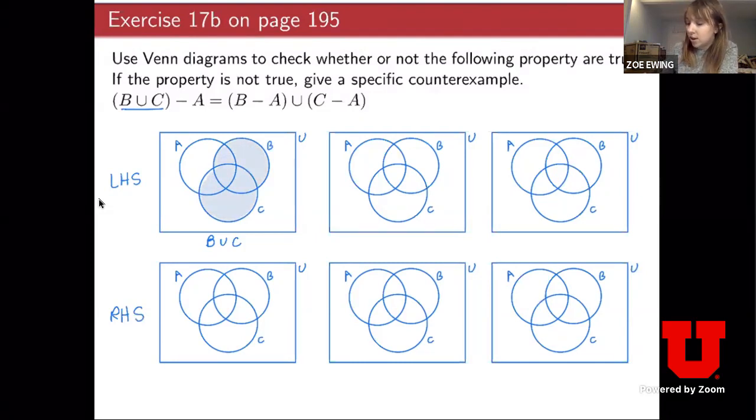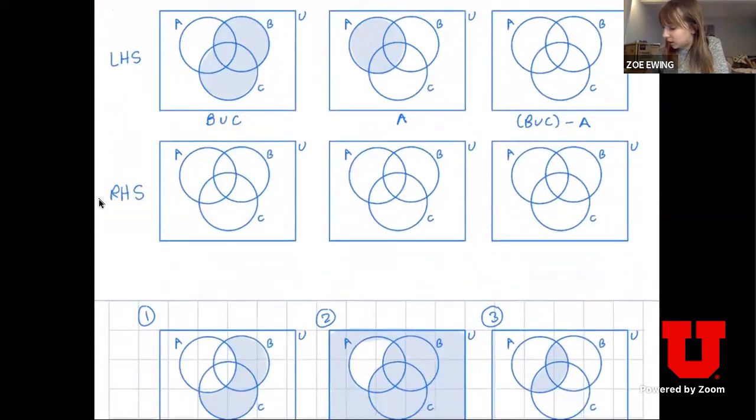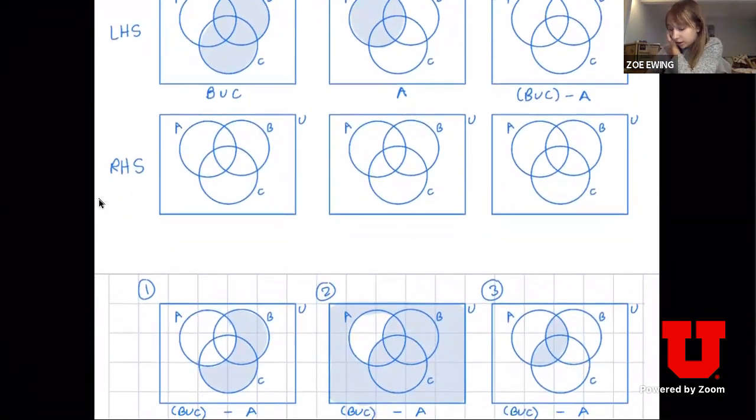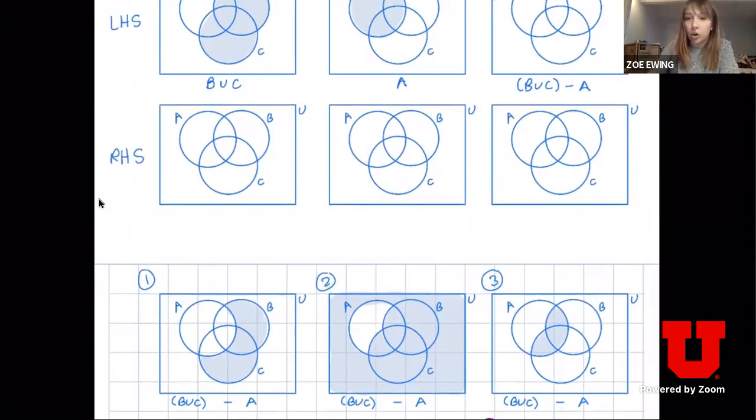All right, and then our next term is going to be A, and that one's not too difficult, just everything that's in A. So this one really gets tricky on our last step. We've got B union C subtract A. So I've got some diagrams down here. Go ahead and put in the chat which number looks the most like what you got for your Venn diagram.